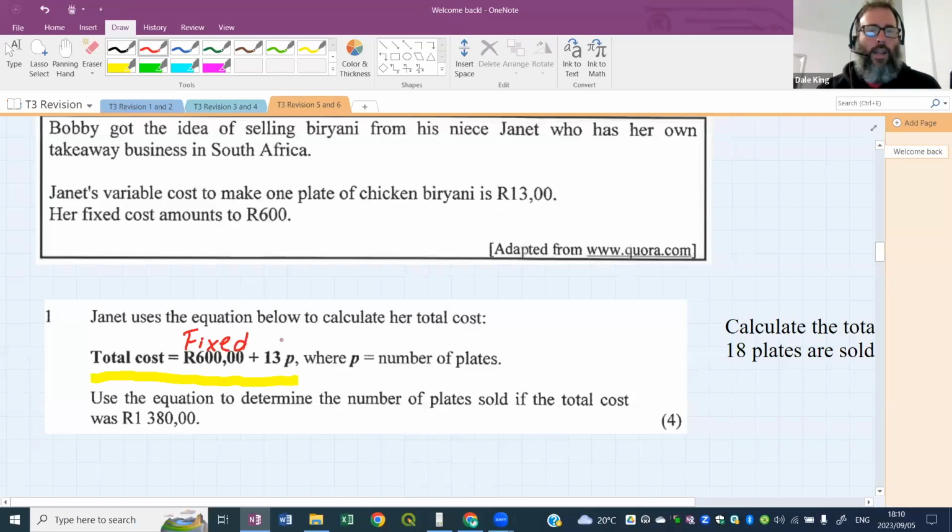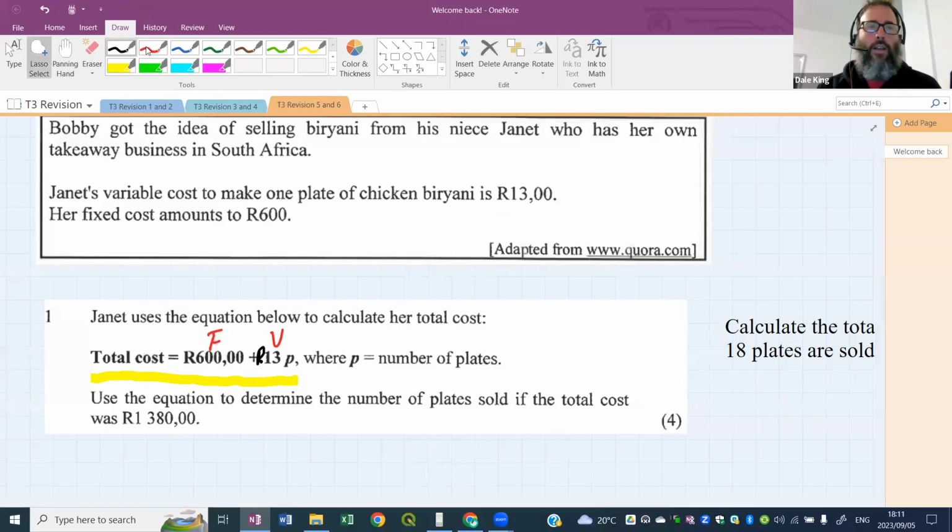And then next to it is the variable cost. The 13 Rand, there should be an R there. All right, guys, just pretend there's an R in front of the 13. The 13 Rand depends on how many plates of biryani you make. I'm going to put a V there for variable, and I'll use an F here for fixed. So this total cost equation is made of the fixed portion and the variable portion.